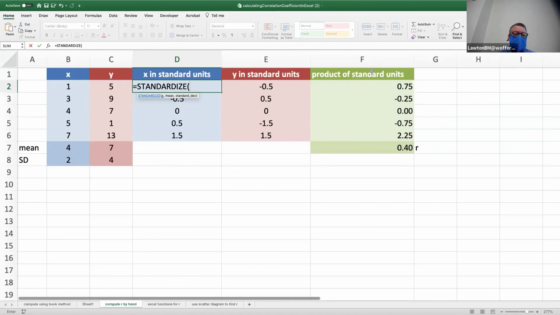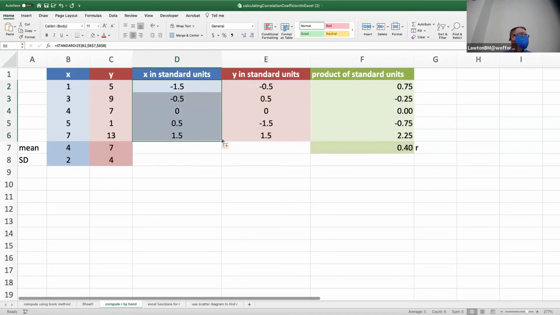Okay. Standardize, it says click on the x value, comma, and it tells me click on the mean, comma, click on the standard deviation. When I drag it down, the mean's not going to move, so I'll put it in dollar signs. The standard deviation's not going to move.